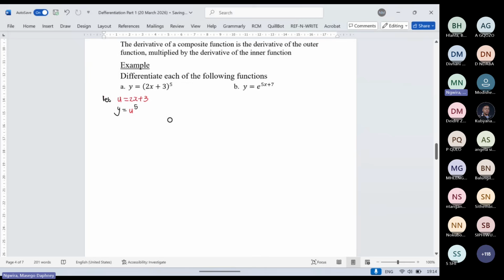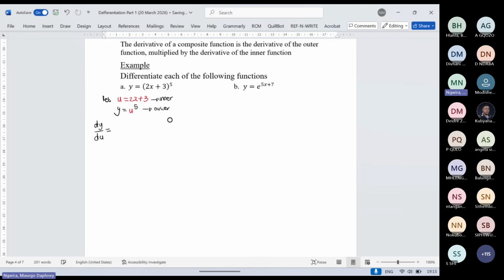So here, this is what we call the inner function, and this one is the outer. You don't have to write this. I'm just writing it for now so that it makes sense. So now I'm going to start differentiating. I'm going to start differentiating this y. So I'm going to differentiate first dy over du.